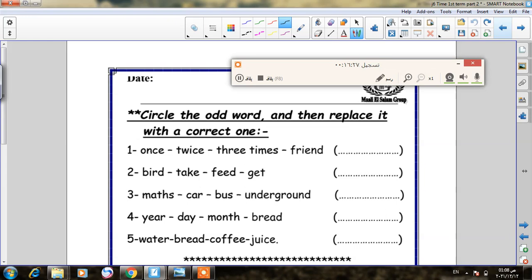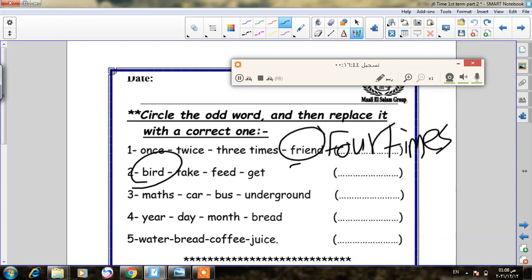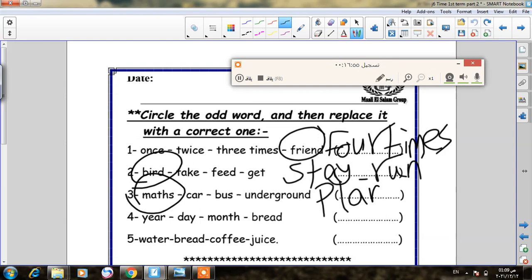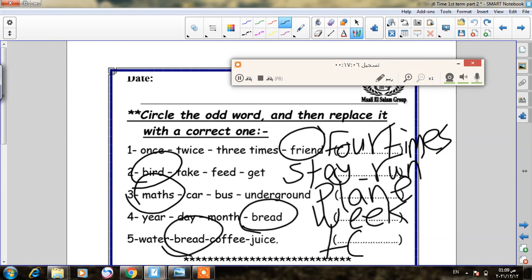Circle the odd word and then replace it with the correct one. Okay, once, twice, 3 times, friend, and we're gonna write 4 times. Bird, take, feed, get. Bird, and we're gonna write stay or run. And then math, car, bus, underground, math, and we're gonna write plane. Year, day, month, bread, and we're gonna write week. Water, bread, coffee, juice, bread, and then I'm gonna write tea.